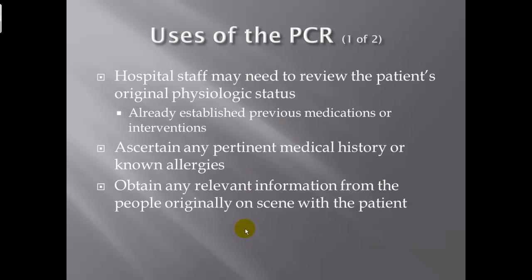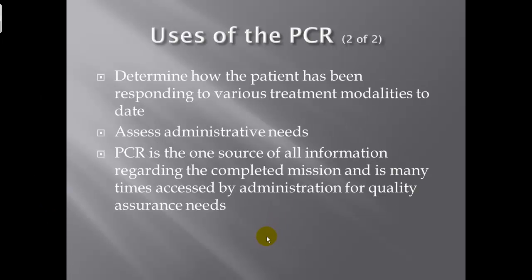Uses of the PCR. Hospital staff may need to review the patient's original physiological status, already established previous medications or interventions, ascertain any pertinent medical history or known allergies, obtain any relevant information from the people originally on the scene with the patient. Uses continued. Describe how the patient has been responding to various treatment modalities to date. Assess administrative needs.